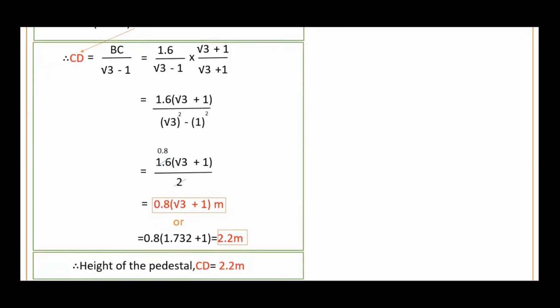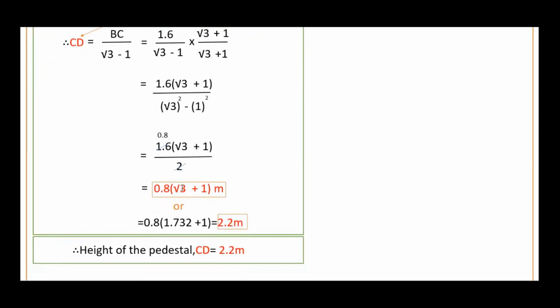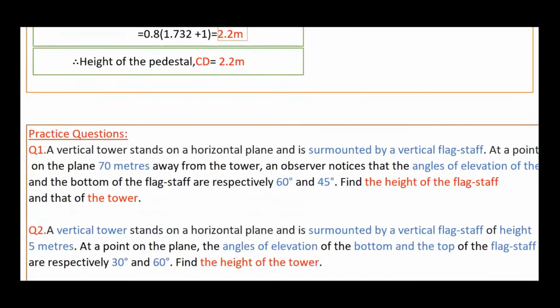You can leave it like this, or you can write the root 3 value, that is 1.732 meters. So 0.8 into 1.732 plus 1, that is equal to 2.2 meters. Either you can write 0.8 into root 3 plus 1 meters or 2.2 meters. Therefore, the height of the pedestal CD is equal to 2.2 meters. Now practice these questions.